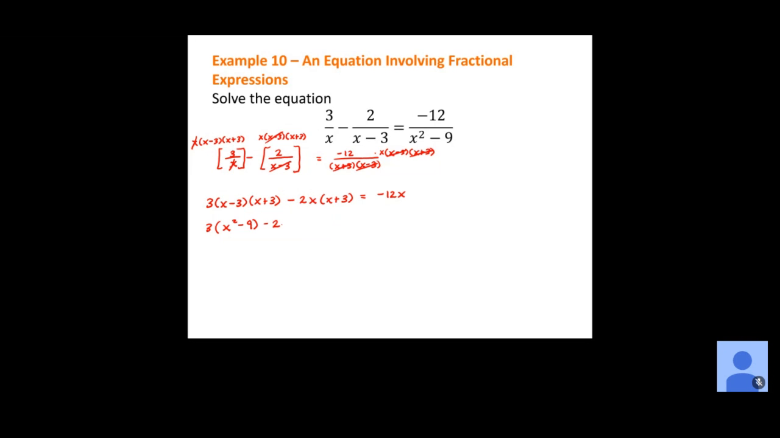Good. Negative 2x squared, and then a minus 6x. On the right-hand side, we still have the minus 12x, so I'll bring that down. Now we can distribute the 3, right? So that's just going to give us 3x squared. 3 times negative 9 is negative 27. Bring everything else down.